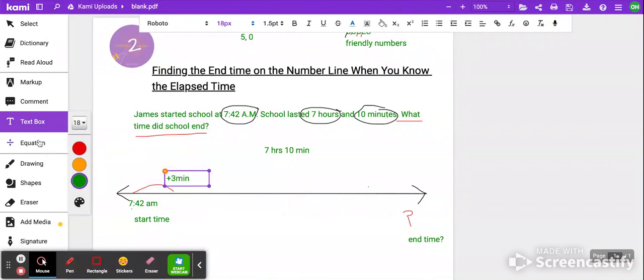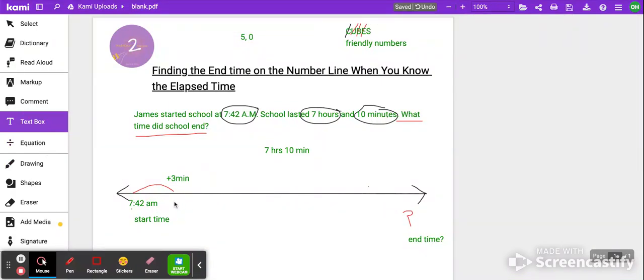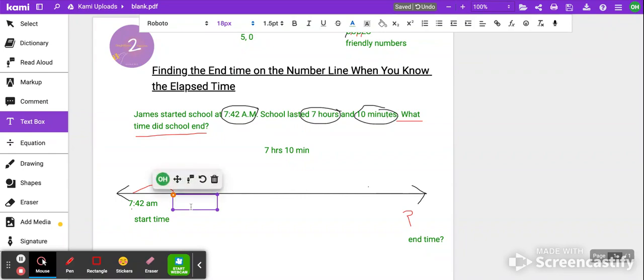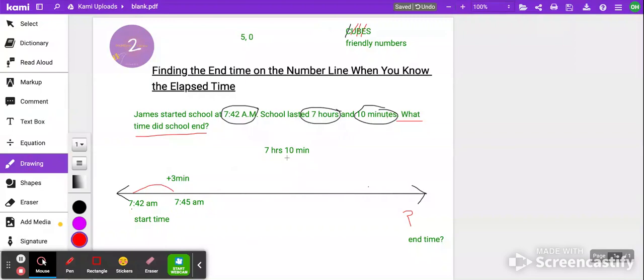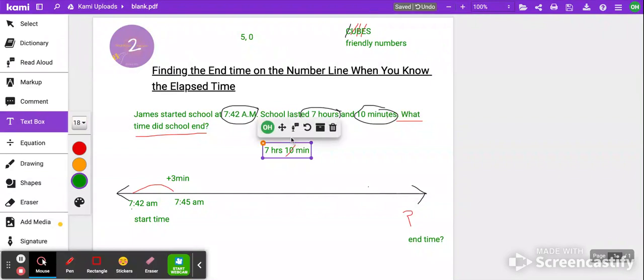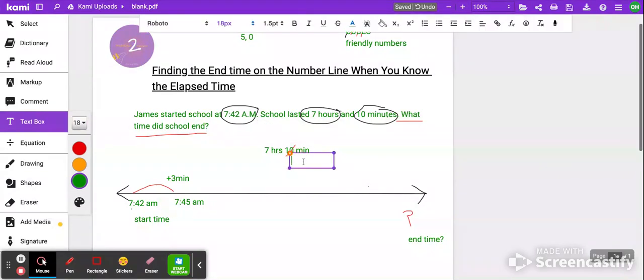And my new time then is going to be 7:45 a.m. So now I have my friendly number, because again, a friendly number ends in either a 5 or a 0. So I'm going to go up here and I'm simply going to scratch through this 10 minutes, because at this point I've taken 3 from it. So I only have to get 7 more minutes there.